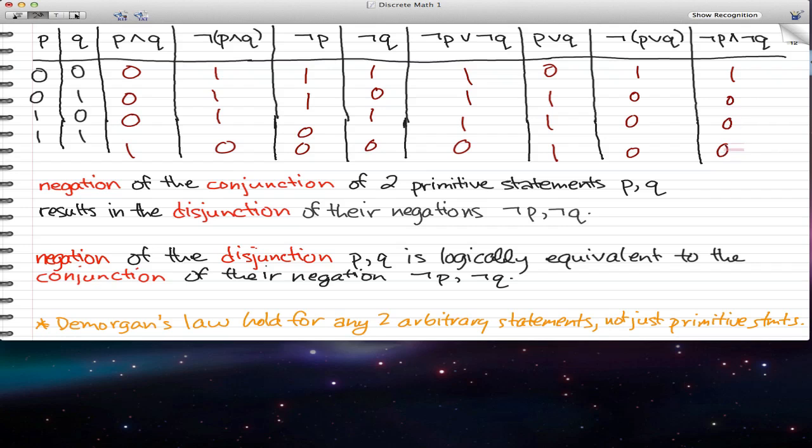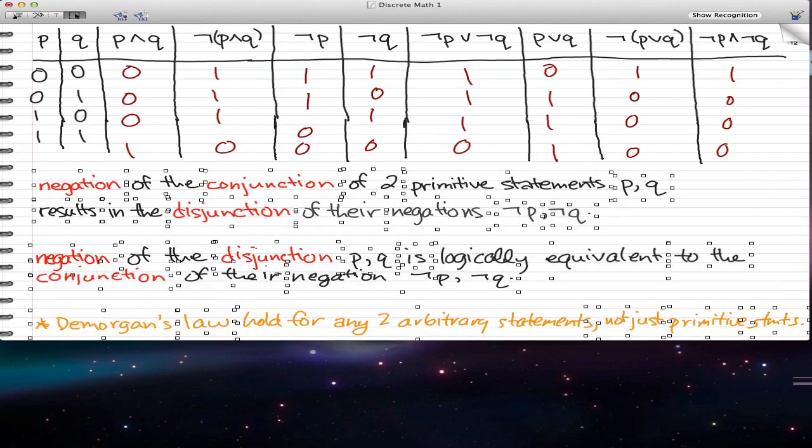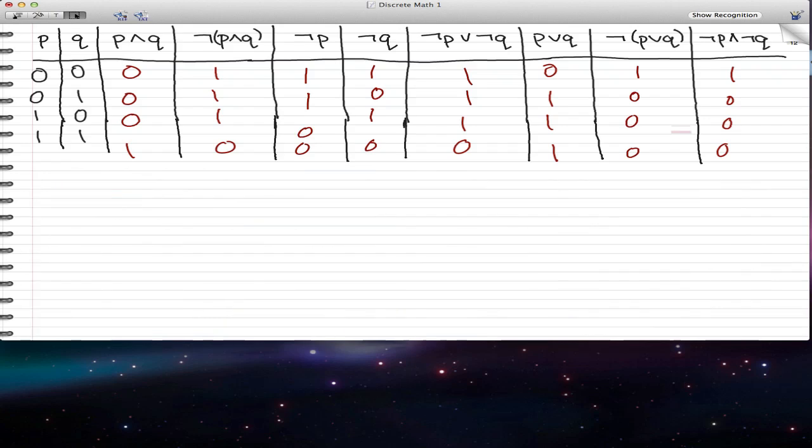So these two are logically equivalent. But here I want to show you DeMorgan's law, and I don't have enough space here, so I'm going to copy all this and move it to the next page.